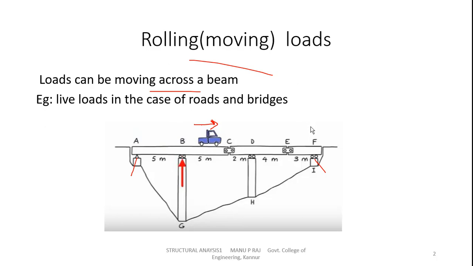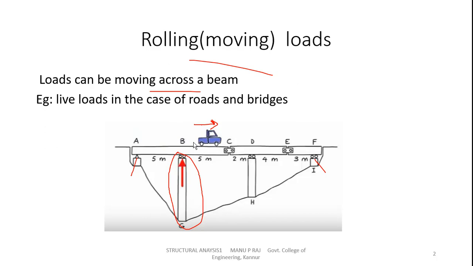So if we want to calculate shear force or bending moment or reaction, we can see that the position of the load is moving from left to right. So for each position we will get new values of shear force, bending moment, and reactions. If you want to design this pillar BG, we should find the maximum reaction acting at this pillar. For that, we will find the position of this vehicle, for which we will get the maximum reaction.